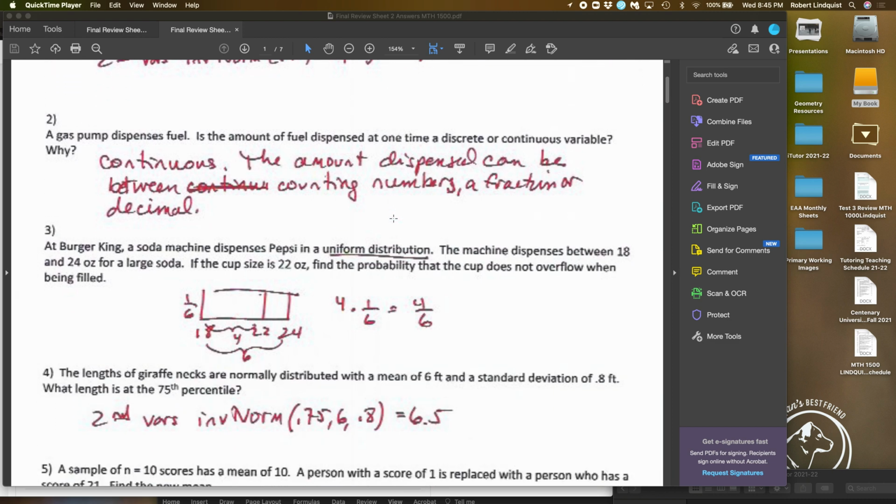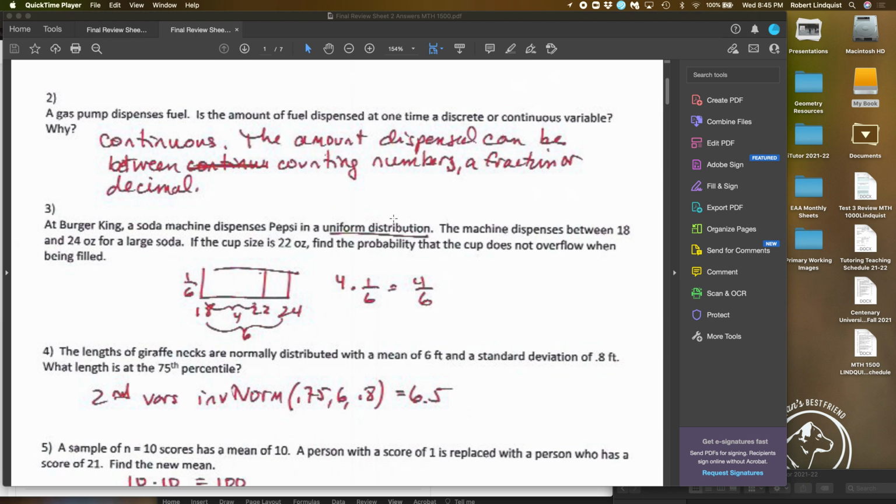A gas pump dispenses fuel. Is the amount of fuel dispensed at any particular pull up to the gas station a discrete or a continuous variable? Well, it's continuous. Discrete is when it's countable, and it goes in definite increments of 1, 2, 3, 4, like that. Continuous can be fractions or decimals in between. You can't get just 4 or 5. You could get 4.5 gallons, 4 7/8 gallons or 4.92 gallons, etc.